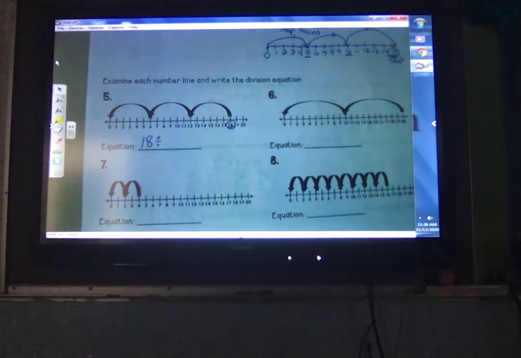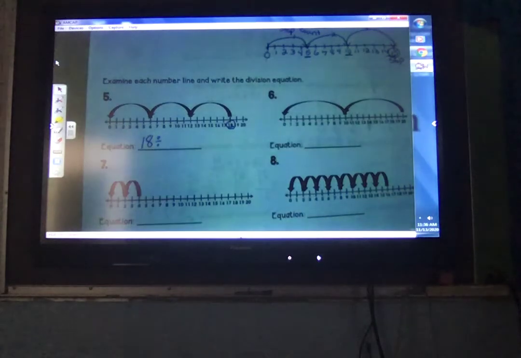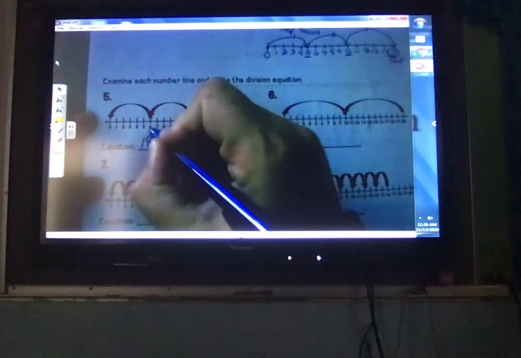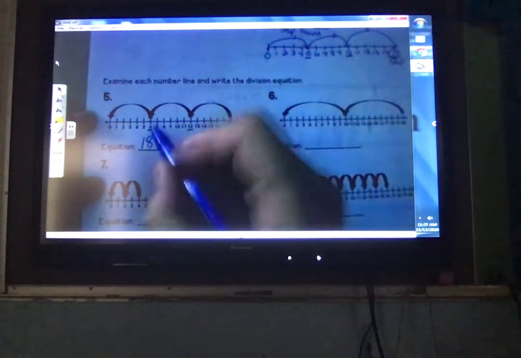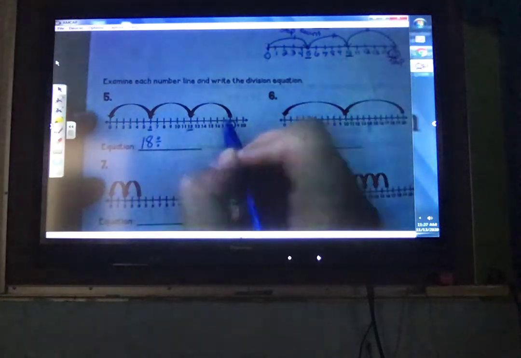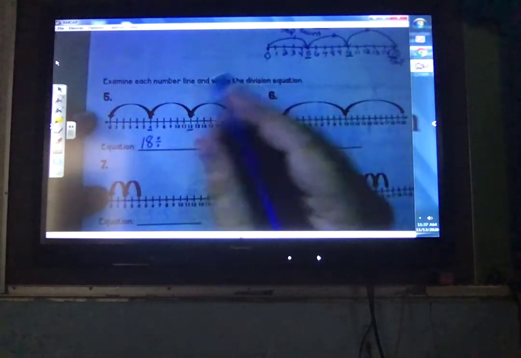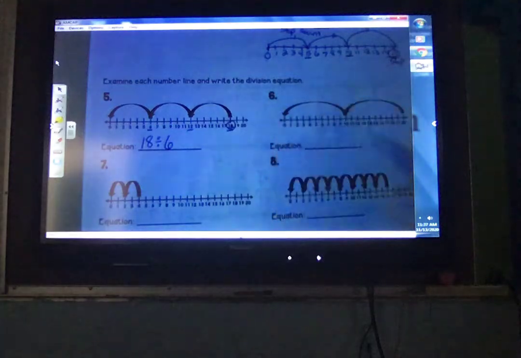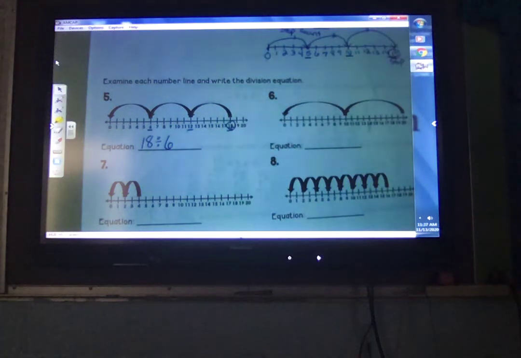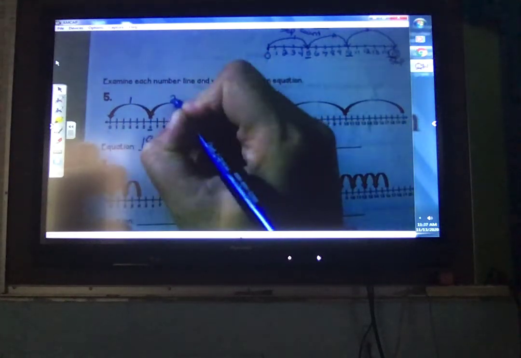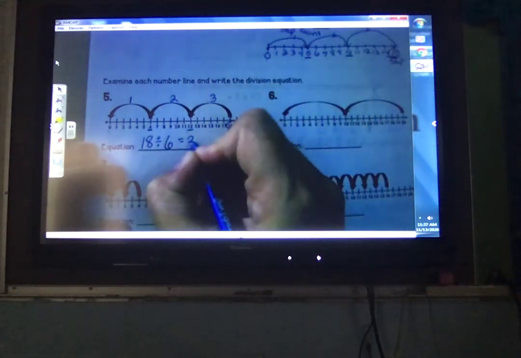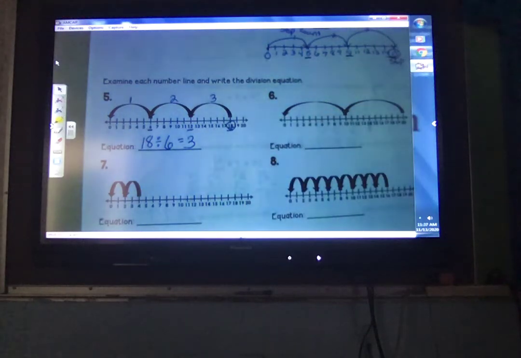Next, I'm going to see what they are counting by. They went from 0 and jumped on 6, 12, and 18. They're counting by 6, aren't they? So my divisor is 6. My quotient is going to be the jumps. So count my jumps. 1, 2, 3. They jumped 3 times. So 18 divided by 6 is 3. And that's how you'll work the bottom.